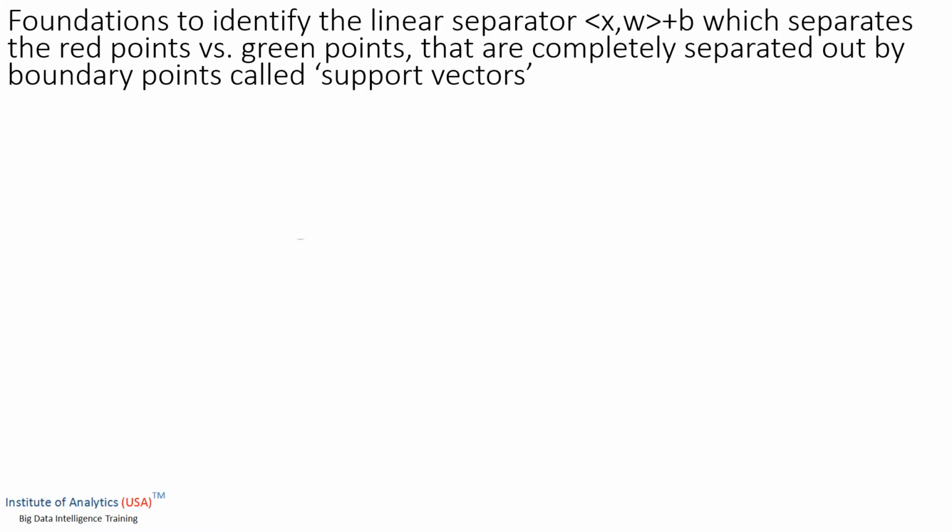In this slide, I want to establish the foundations to identify the linear separator of the form we know, the inner product sum of the weight vector and the attributes plus b, which separates the red points and green points completely by only special points called the support vectors. So even though the red region and green region are completely separated, we are going to have a very special linear separator that is in the middle between these two regions, red versus green, and that is this particular line.